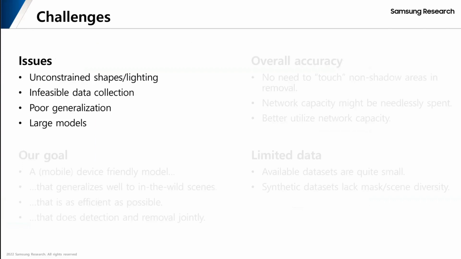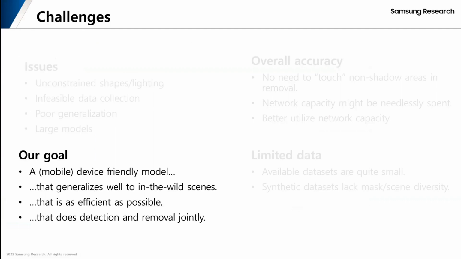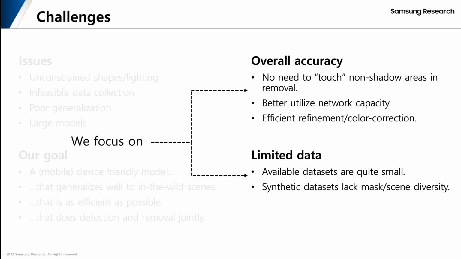Shadow detection and removal have unique challenges, such as unconstrained scenes, hardship of data collection, poor in-the-wild performance, and the use of large models in the literature. We have a simple goal, a device-friendly model that performs well in an efficient manner. We identify two major goals, improving our accuracy and addressing the dataset limitations in the literature.